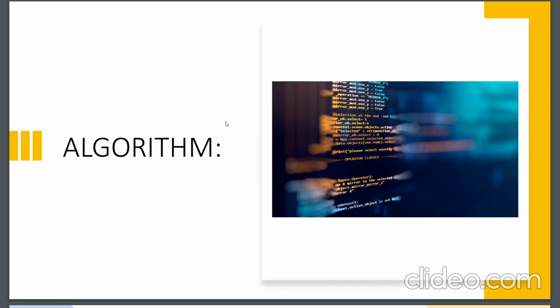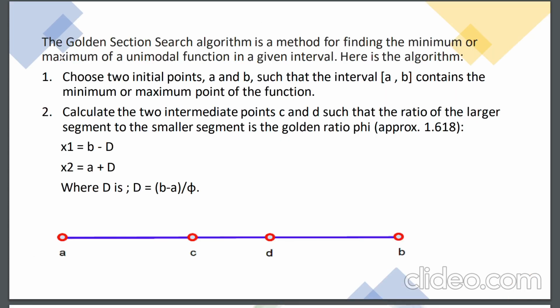And coming to the algorithm, how it works and how we'll be doing all this. The golden section search algorithm is a method for finding the minimum or maximum of a function in the given interval, as we discussed earlier. At the start we'll be choosing 2 points, A and B, which are our given interval, and C and D are our x1 and x2 points. Let's assume x1 equals C and x2 equals D. So we'll be choosing two initial points A and B such that the interval A and B contains the minimum or maximum of the function.